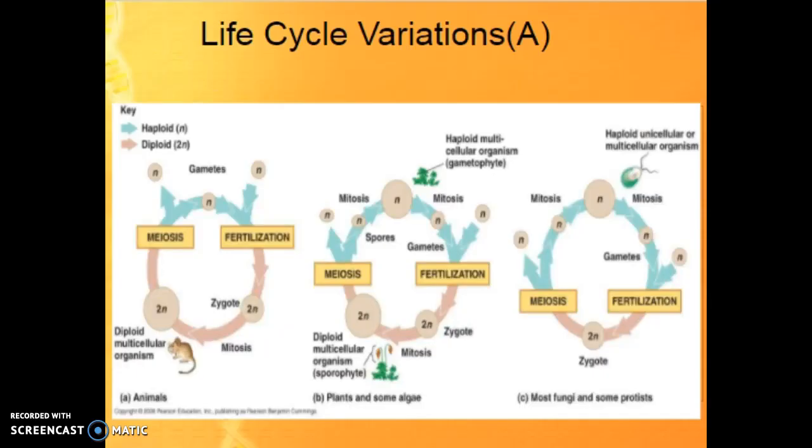So here are some variations of the sexual life cycle. We see in animals, this is the one we're familiar with. Some plants and algae create these things called spores that may be around for thousands of years. They're essentially eggs that can last a really, really long time. And then some fungi and other protists have a slightly different version where this haploid unicellular or multicellular organism comes in to fertilize, gets some external fertilization.